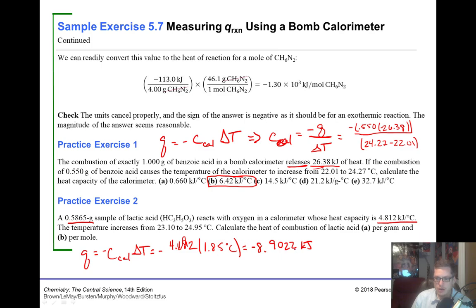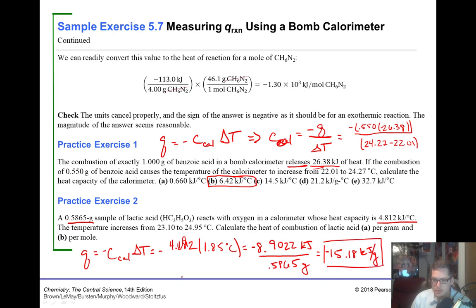But we don't care about how much this amount is. We want it per gram. So we divide this by the amount of grams, our 0.5865 grams, and that gives us kilojoules per gram. We get negative 15.18 kilojoules per gram with 4 sig figs. So that's the answer to part A.